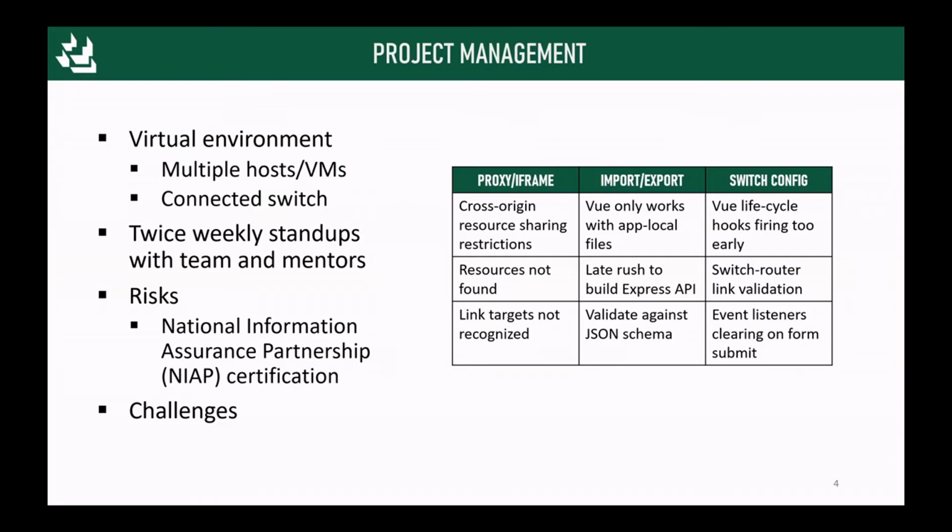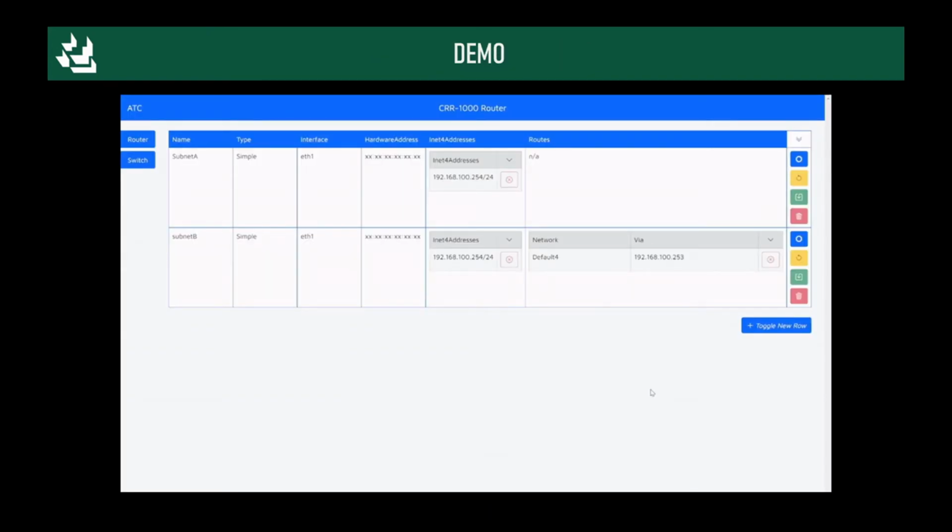There are too many challenges throughout this project to list them all in this video, but you can see a small sampling here in the table on the right. This is the main router configuration table, which allows for links to be added, modified, or removed.